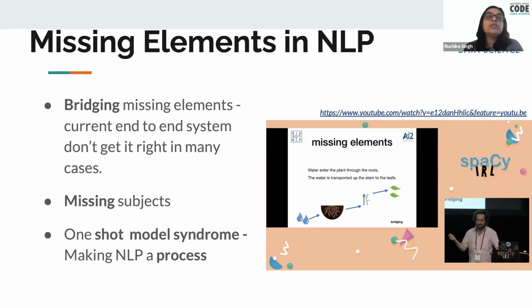And the last one is really the one-shot model syndrome. We build one model and then we just plug it in and push and play. But NLP needs to be a process. There's a company called prodigy.ai, and they are trying to sell this idea of how you can fine-tune and make NLP process-oriented. So I think there's a lot of work to be done there. I highly recommend watching this content and just generally watching spaCy IRL if you are really interested in NLP. There's a lot of good stuff out there.